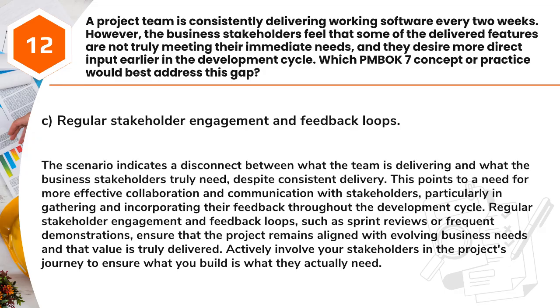The scenario indicates a disconnect between what the team is delivering and what the business stakeholders truly need, despite consistent delivery. This points to a need for more effective collaboration and communication with stakeholders, particularly in gathering and incorporating their feedback throughout the development cycle. Regular stakeholder engagement and feedback loops, such as sprint reviews or frequent demonstrations, ensure that the project remains aligned with evolving business needs and that value is truly delivered. Actively involve your stakeholders in the project's journey to ensure what you build is what they actually need.